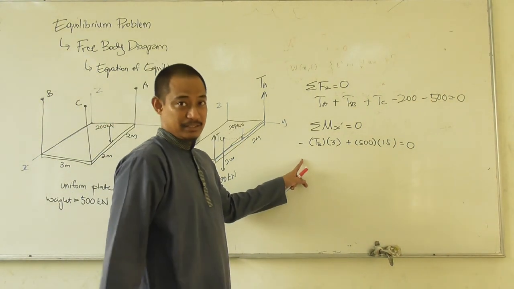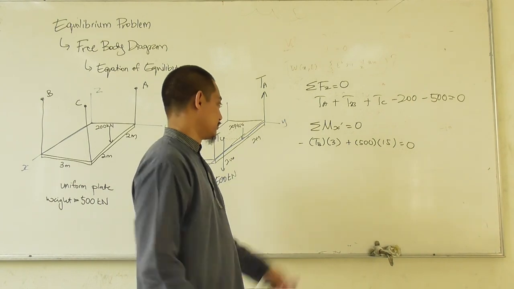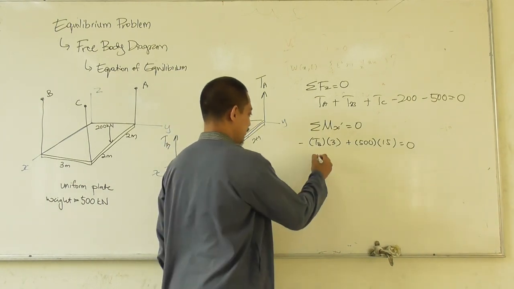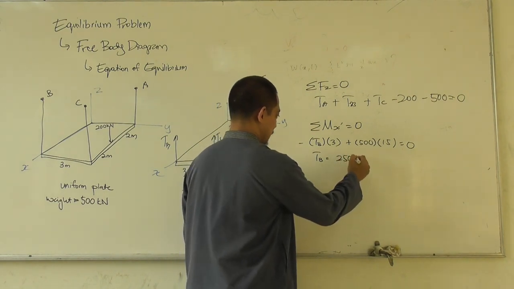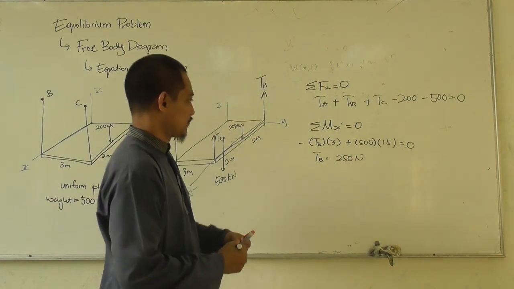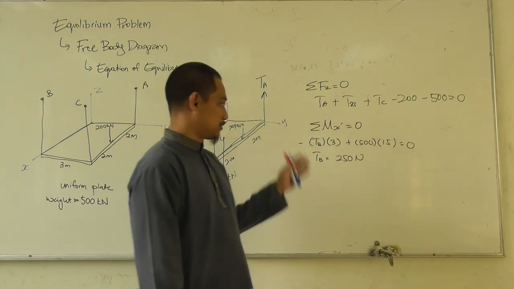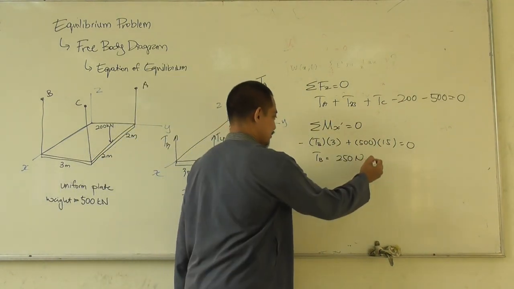So this will be easier, right? Because it straight away solves your problem. You only have one unknown, so you have TB equal to 250. Is this correct? 750 divided by 3 is 250, right? So you straight away solve this one.